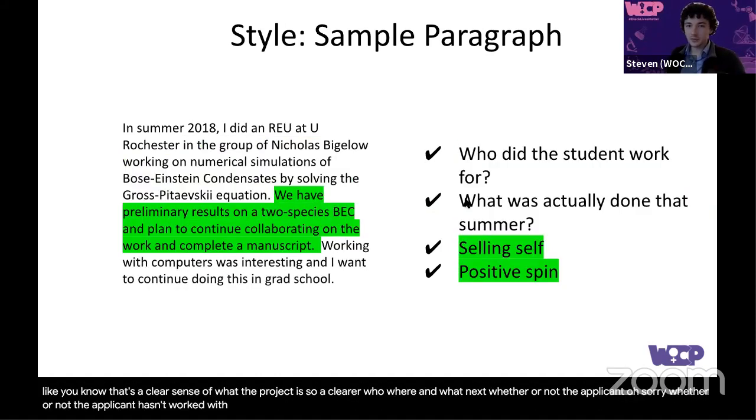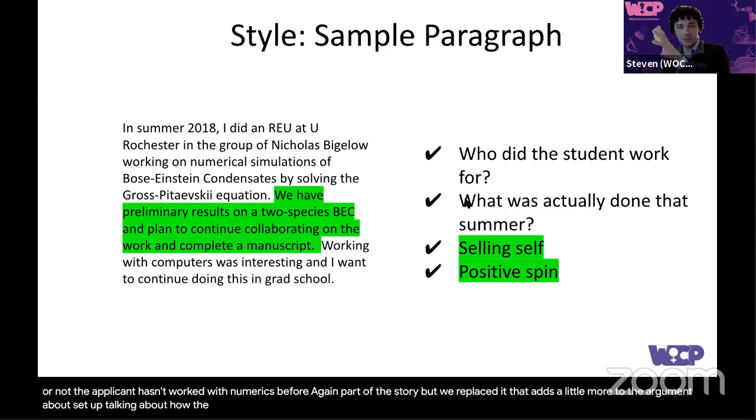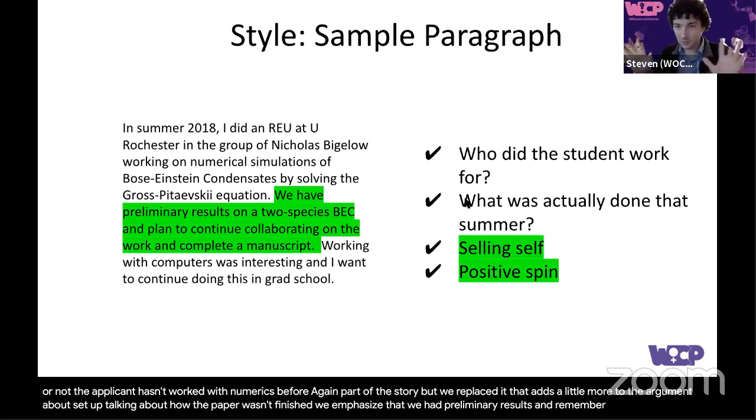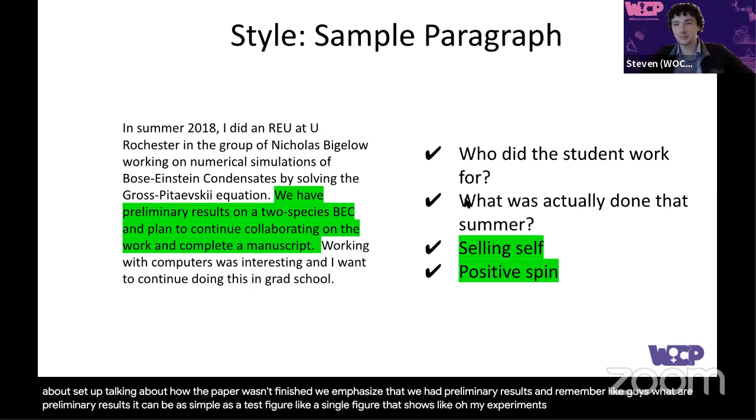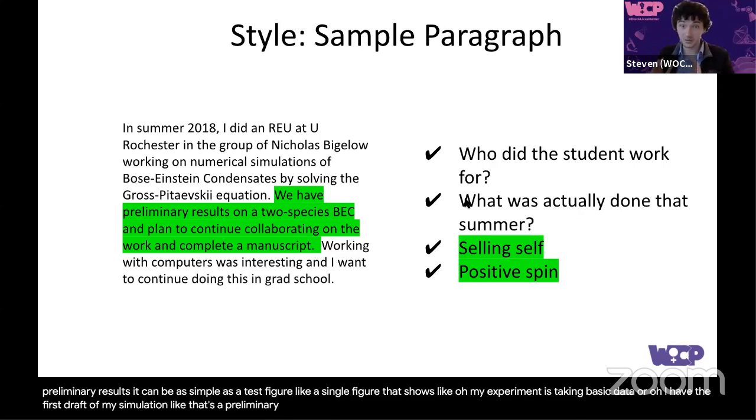hasn't worked with numerics before, again, part of the story, but we replaced it, that adds a little more to the argument about why this applicant is a good researcher. So instead of talking about how the paper wasn't finished, we emphasize that we had preliminary results. And remember, guys, what are preliminary results? It can be as simple as a test figure, like a single figure that shows oh, my experiment is taking basic data, or oh, I have the first draft of my simulation. That's a preliminary result. You can own it like that, and you should.